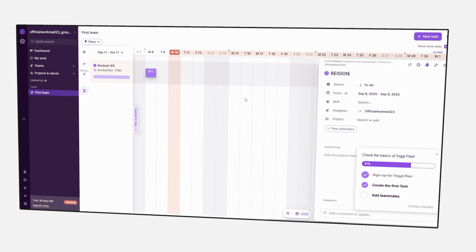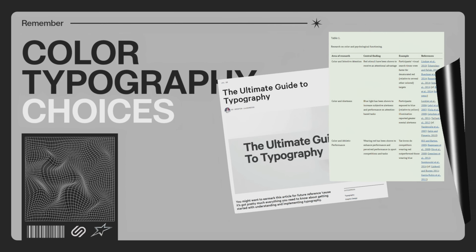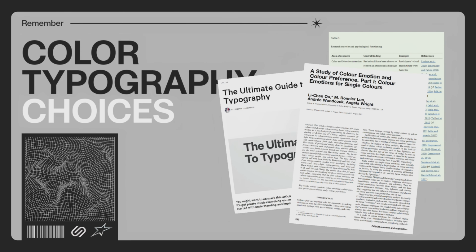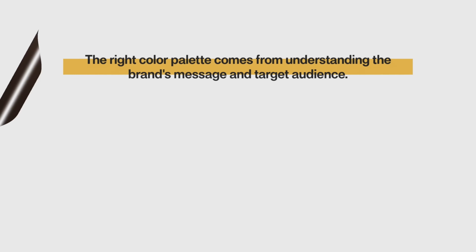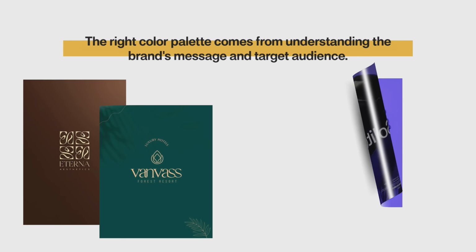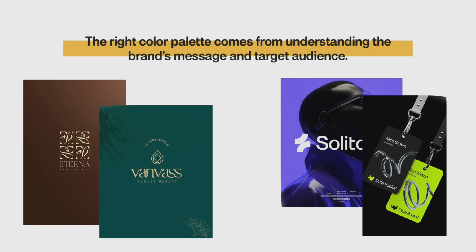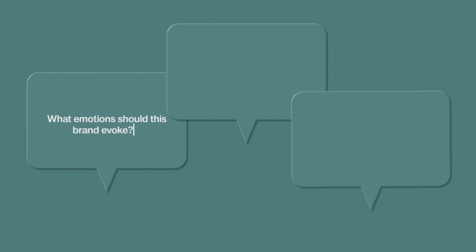Color and typography choices should always be driven by research, not trends. A logo must reflect the brand's identity, the audience, and the purpose, not just what's currently popular. The right color palette comes from understanding the brand's message and target audience. A luxury brand aiming for exclusivity might use deep, rich tones, while a tech company focused on innovation might need vibrant, high-energy palettes. And so to make informed choices, ask, what emotions should the brand evoke?